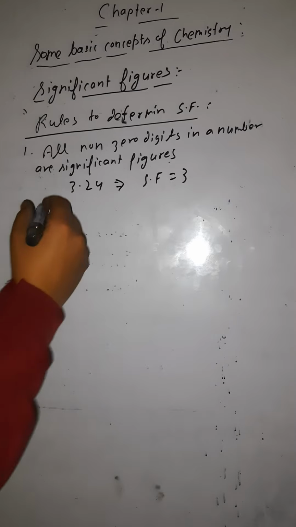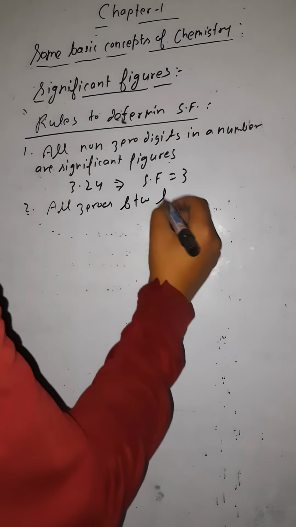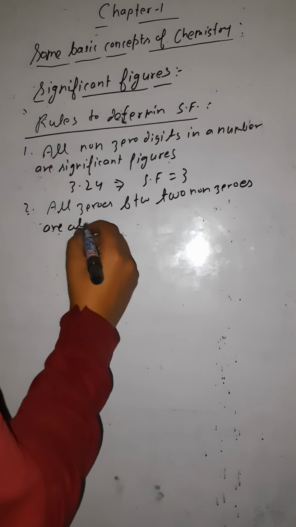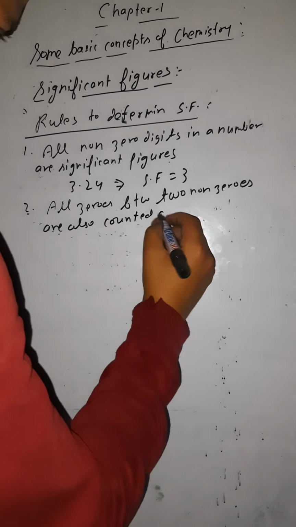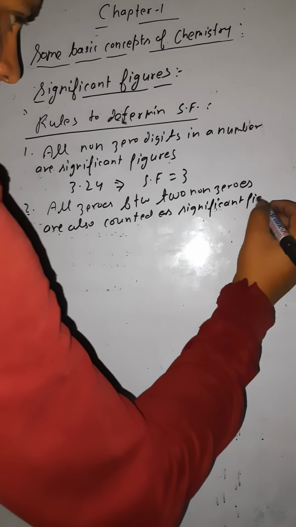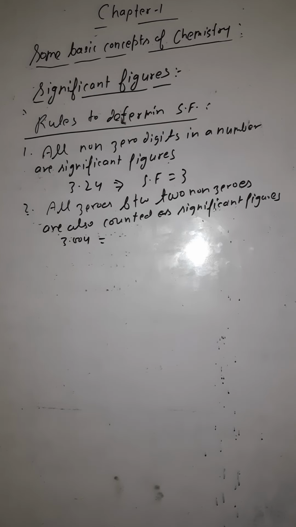All zeros between two non-zeros would also be counted as significant figures. So all zeros between two non-zeros are also counted as significant figures. Let's say I'm writing here 3.004. Can you tell me the significant figures here? Look here, there are two zeros between two non-zeros.